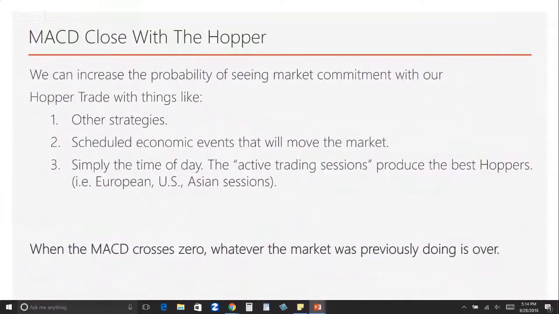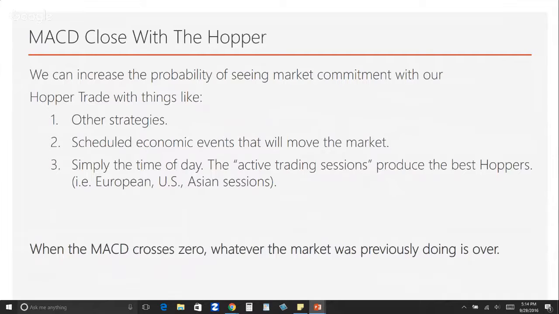All right, so let's talk about the MACD close with the hopper. We can increase the probability of seeing market commitment with our hopper trade with a lot of different things, such as other strategies that we've talked about with the combo hopper, or you can pay attention to scheduled economic events that will get the market moving. Simply the time of day will have a lot to do with the success of your hopper. I like to keep it to the active trading sessions to produce the best hoppers, and that would be the European session, the US session, and the Asian sessions.